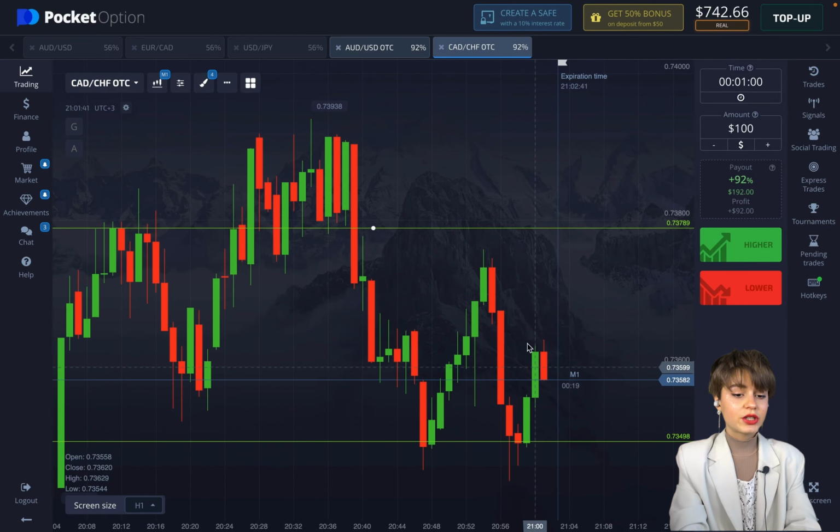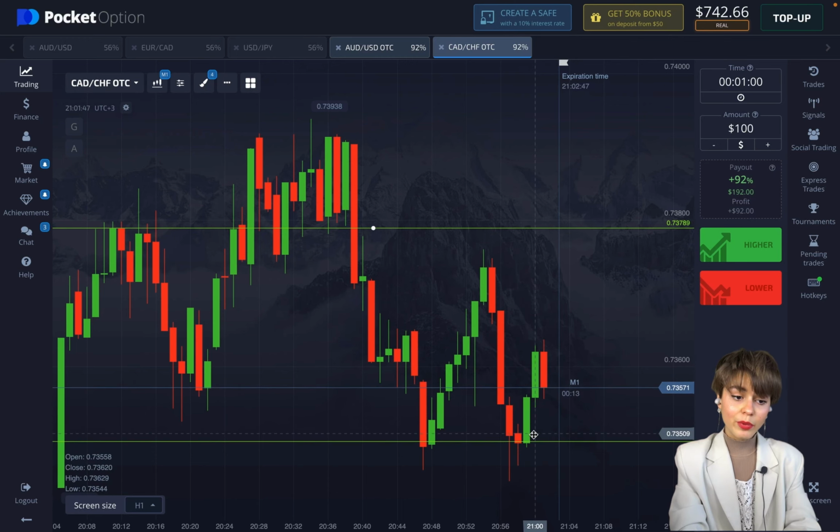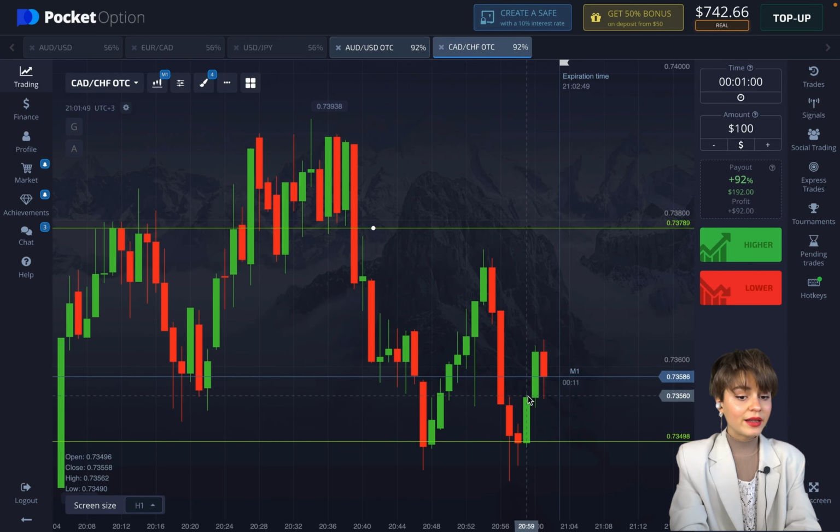Here we went down to the lower line another time and rolled back, and I had no opportunity to open a deal at the very bottom. I opened it after this green candle. The deal was higher and it's closed in a profit.